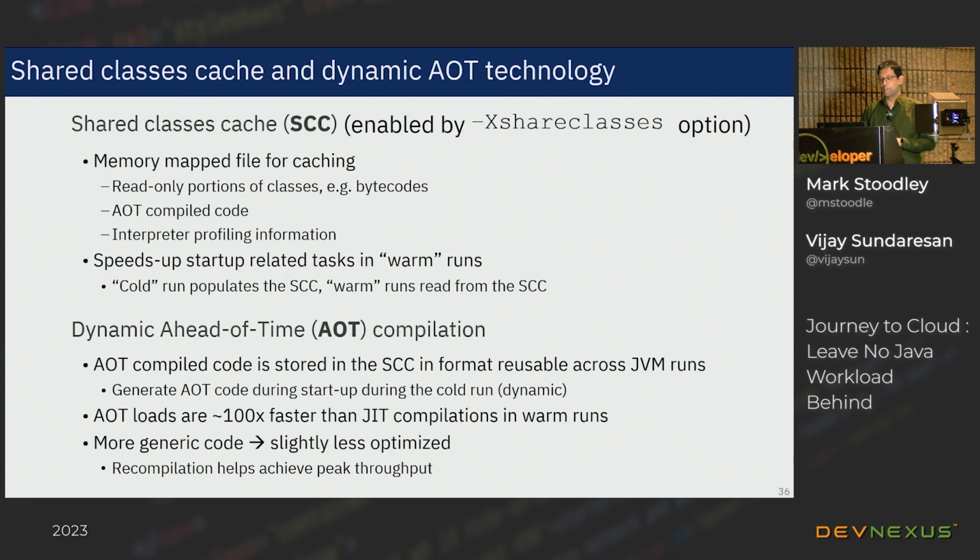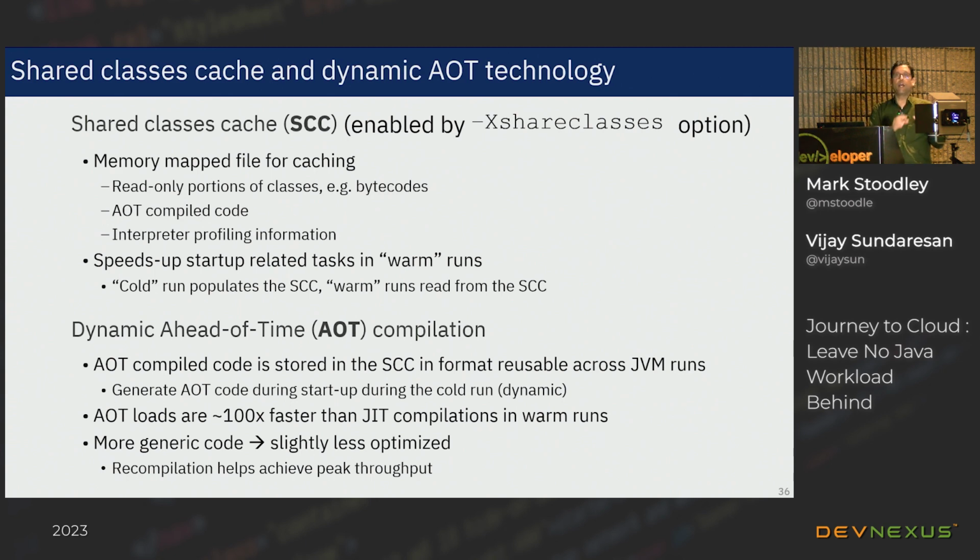Conceptually, you run with the -Xshareclasses option. You create a file on disk. The file contains a bunch of useful stuff. Useful stuff could be read-only portions of classes like bytecodes, ahead of time compiled code, some other information, hints, etc. that the JVM decides to put in there.